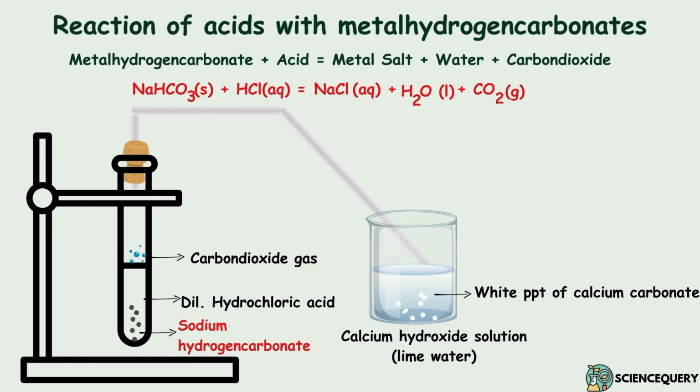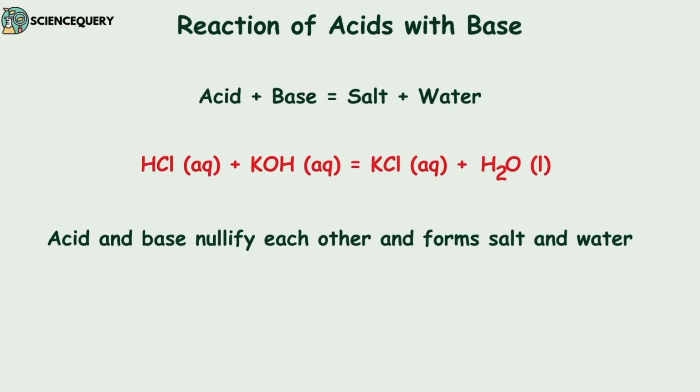Now let us see the reaction of acid and base. Acid and base react with each other to form salt and water. Here in this example, acid HCl reacts with KOH to form KCl and H2O. Acid and base nullify each other and form salt and water.